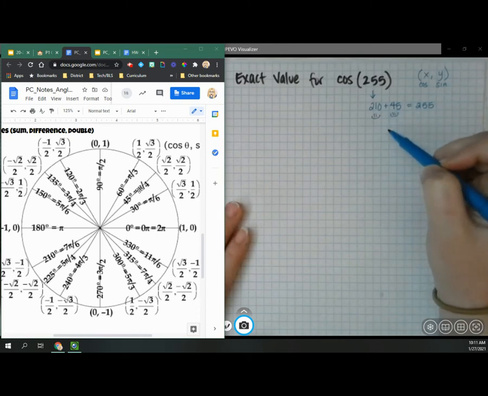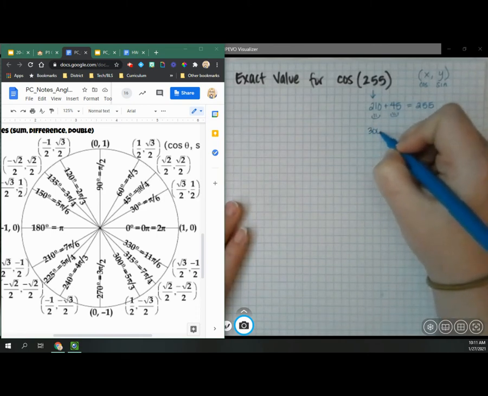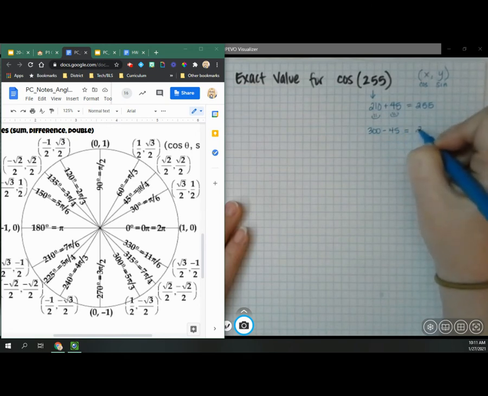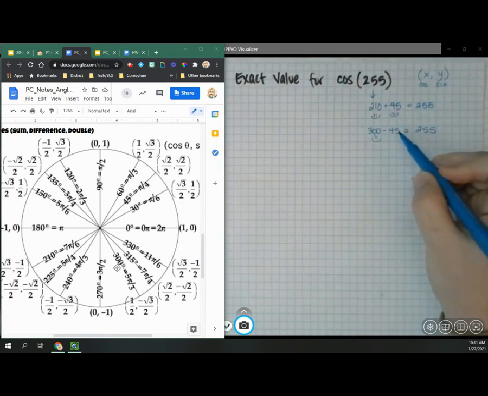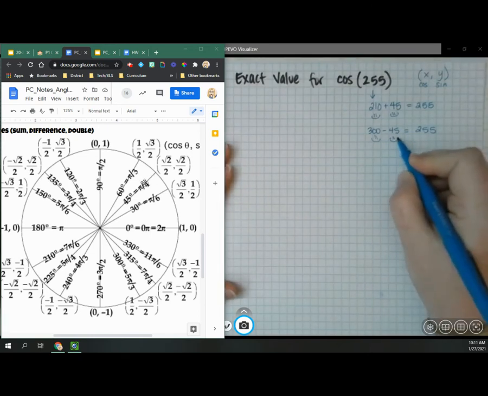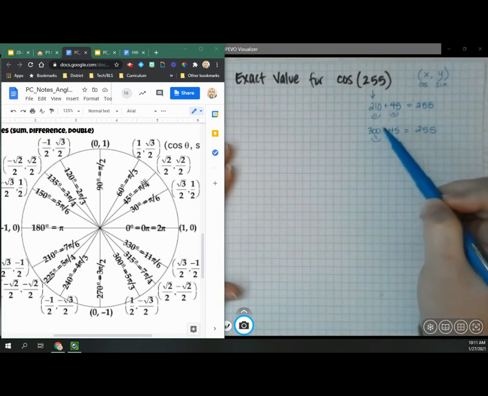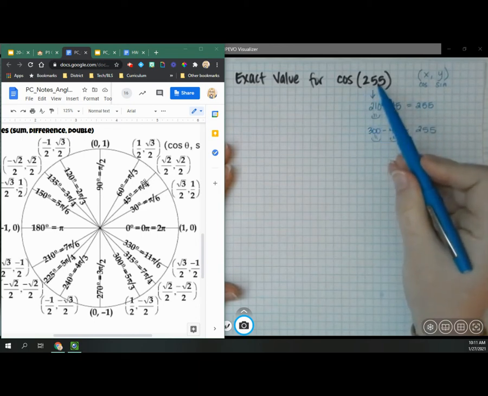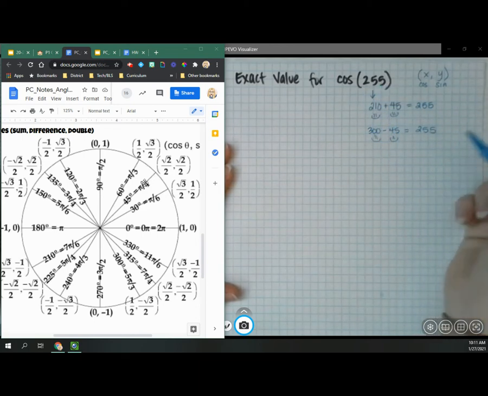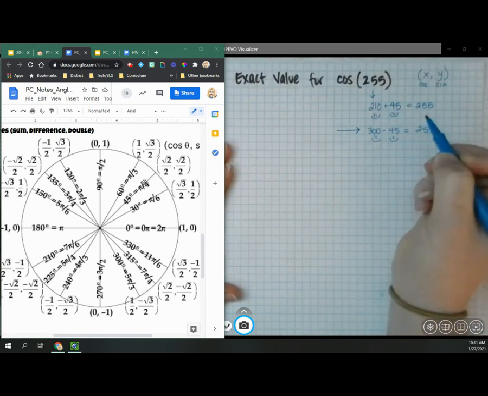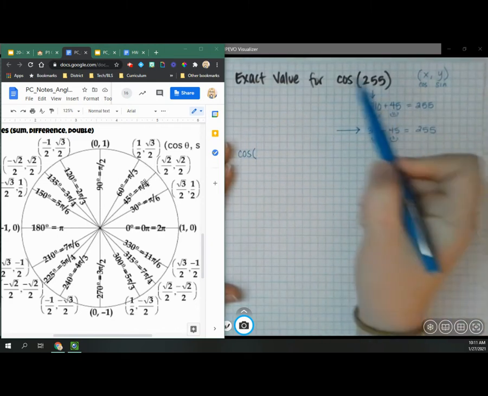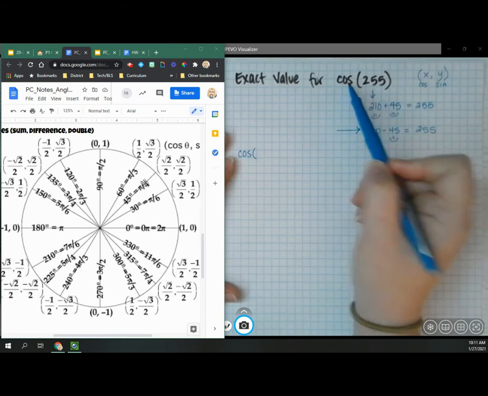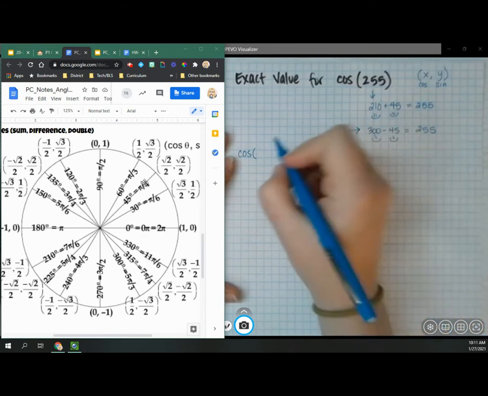But there is more than one way to get to 255. I could also use subtraction. For example, 300 minus 45 will also give me 255 degrees. So let's verify. 300, quadrant 4 of the unit circle. 45, quadrant 1 of the unit circle. As long as I'm using angles on the unit circle, I can find cosine of 255. So let's do that. And for this video, Miss Waters is purposely going to choose the subtraction. So we're going to do cosine of, and I'm choosing cosine because they gave me cosine, 300 minus 45.